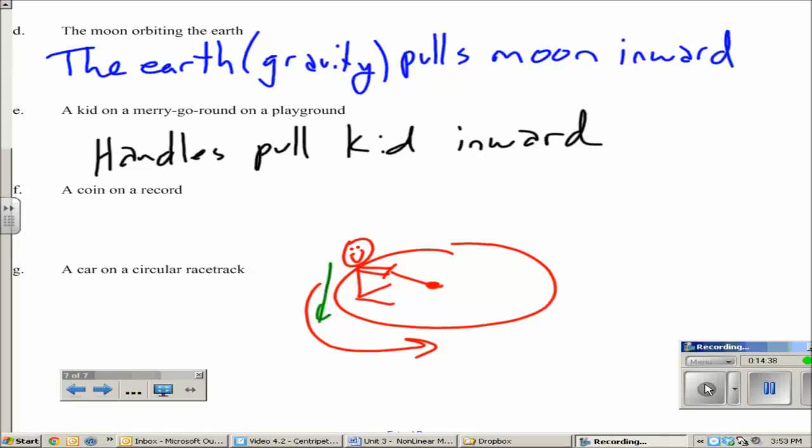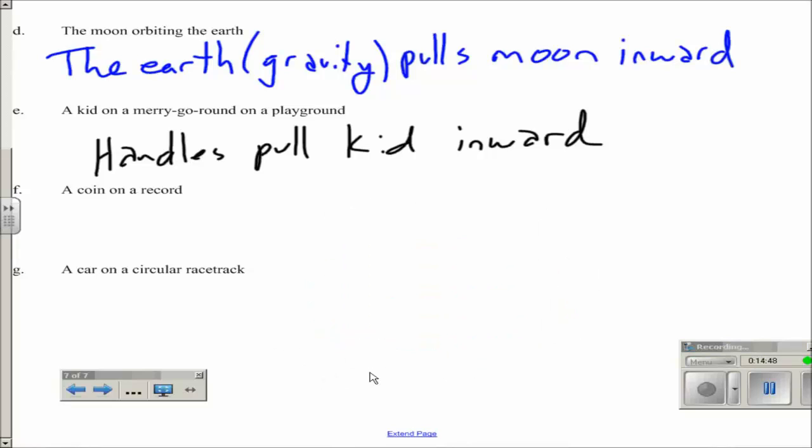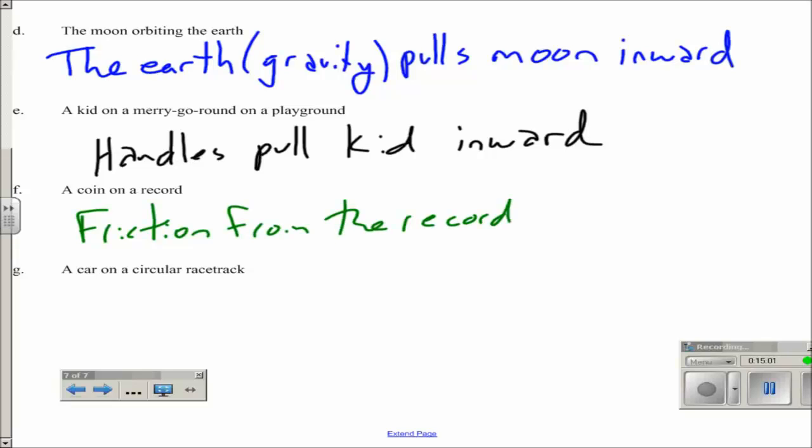All right. Coin on a record. This is an interesting one. If you picture a coin on a record, if the record spins too fast, it's going to slide off. If the record is spinning slowly, it won't slide off. And what prevents it from sliding is friction from the record pushes the coin inward.